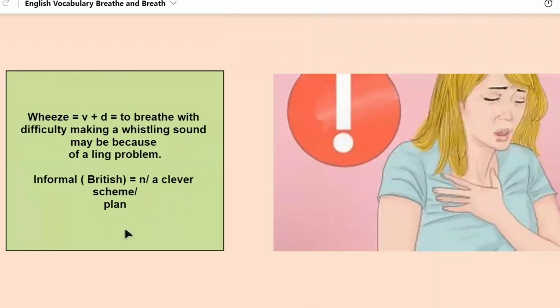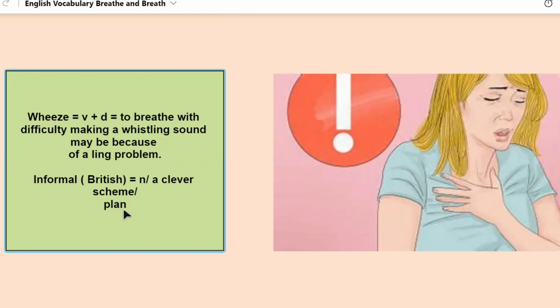Then we have another word, wheeze. This is also a verb. Regular verb, final E, add only D, wheezed, and the noun is wheezing. What does it mean? It means to breathe with difficulty, making a whistling sound, maybe because of a health problem, chest problem, lungs problem. The woman is wheezing. She has some health problems in the chest and the lungs, like that.